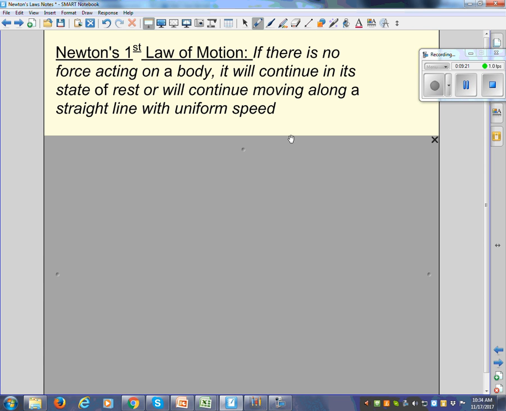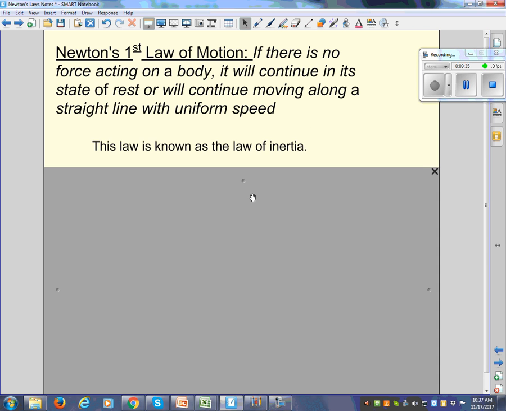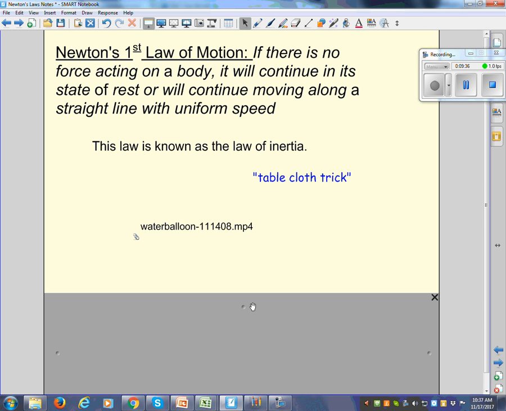If there is no force acting on a body, it will continue in its state of rest, or will continue moving along a straight line with uniform speed. I'll let you get that down and then we'll talk about it. This is known as the law of inertia, or the tablecloth trick. The law of inertia says objects at rest stay at rest, coffee cups full of water, unless acted upon by an outside force.